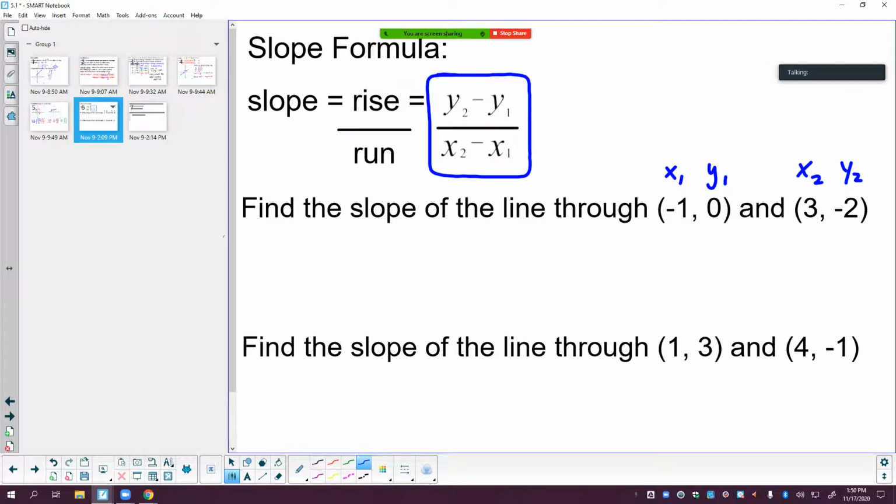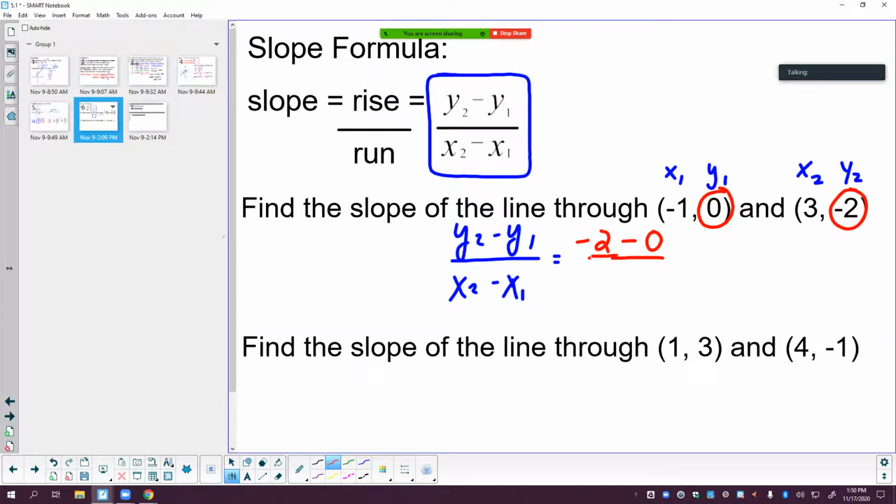So here's my slope formula, y2 minus y1 over x2 minus x1. If I'm looking at my ordered pairs, I'm trying to figure out what is y2. y2 is going to be the second y, which I've labeled as -2, and I'm subtracting y1, or the first ordered pair's y, which is 0. So negative 2 minus 0. Then I'm going to do the same thing on the bottom. Second x minus the first x, or 3 minus negative 1.